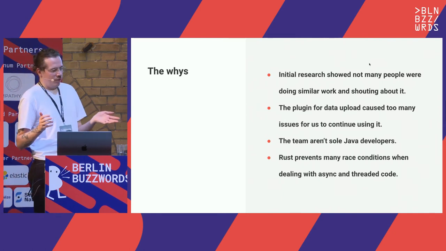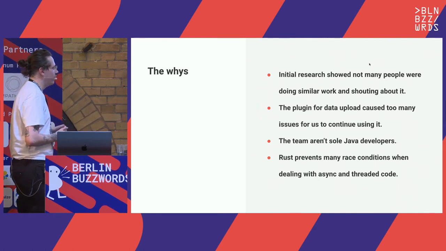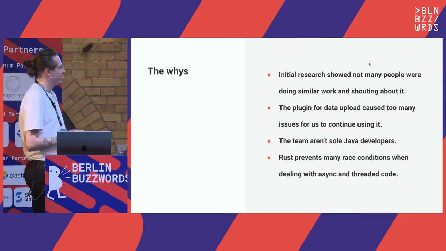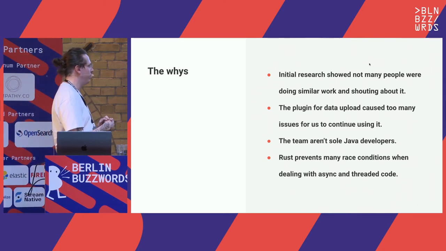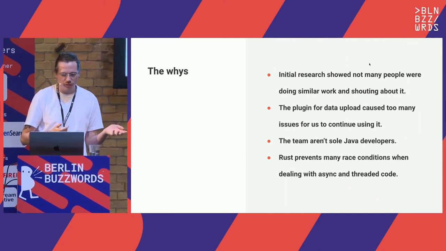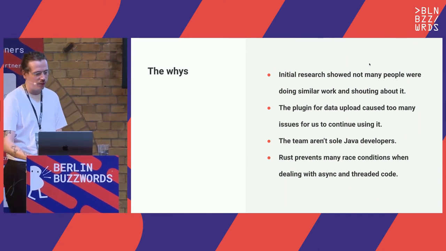Our team aren't actually Java developers either. We look at other fun languages, such as Rust. And we have also found that it does prevent many race conditions when dealing with asynchronous and threaded code, which we were doing a lot of in this case.